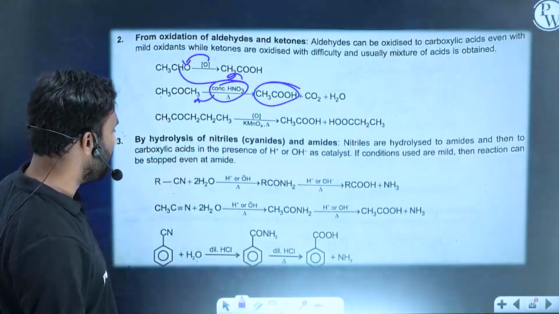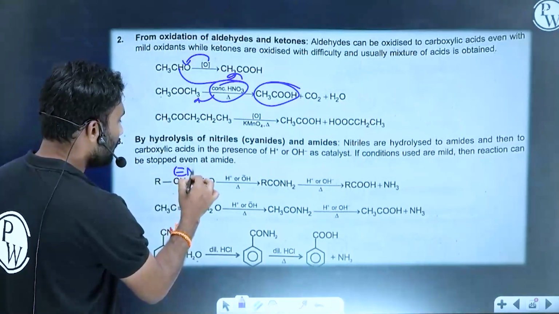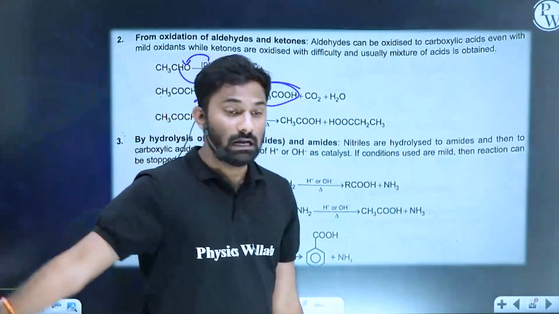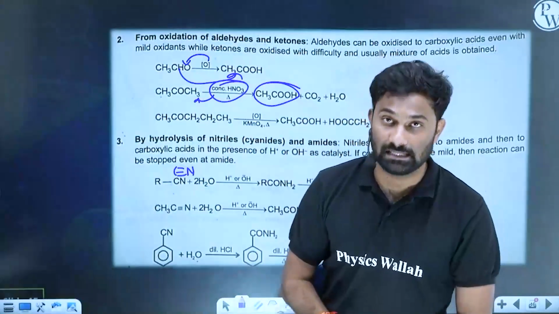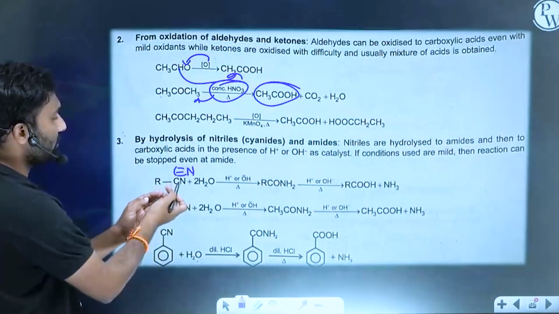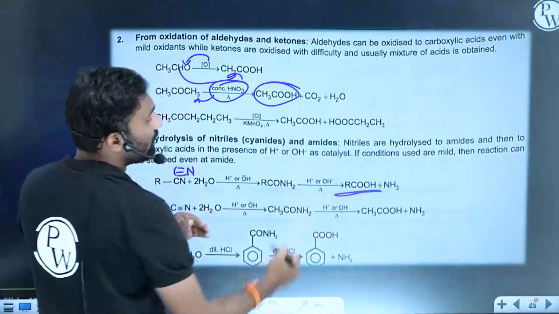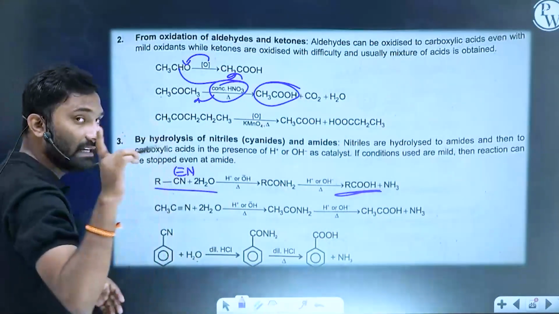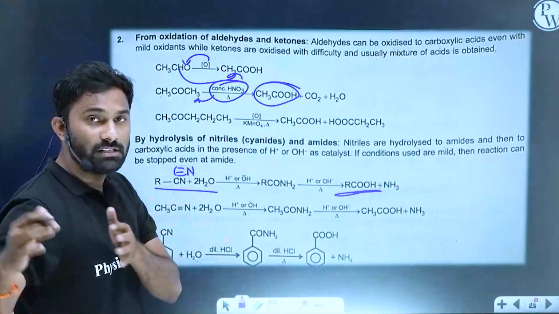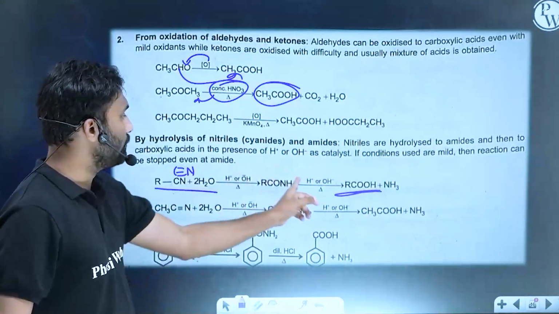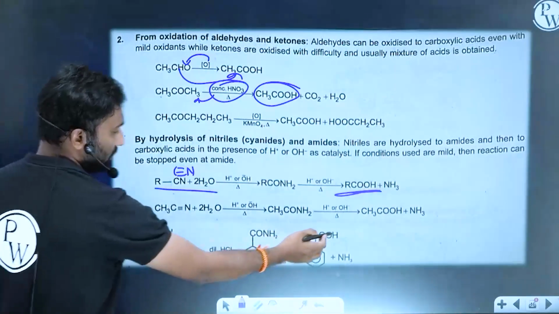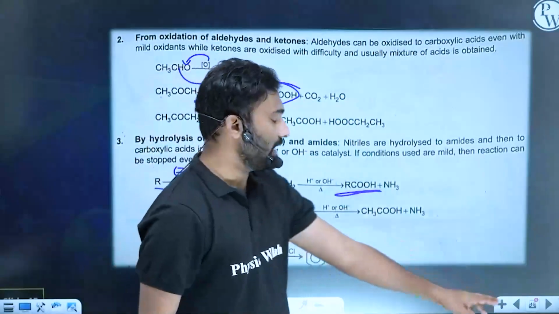Next, hydrolysis of the nitrile. Nitrile means C triple bond N. Upon hydrolysis, as I said in the nucleophilic addition reaction, cyanide upon hydrolysis will give the carboxylic acid. Now this is the mechanism. Here cyanide upon hydrolysis gives benzoic acid, and this gives acetic acid.